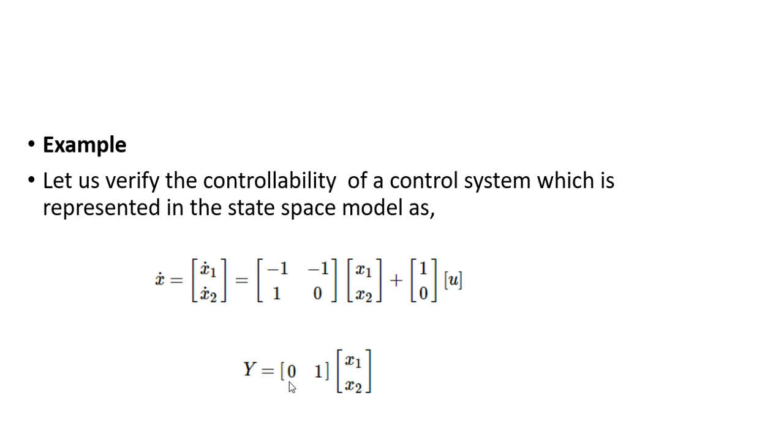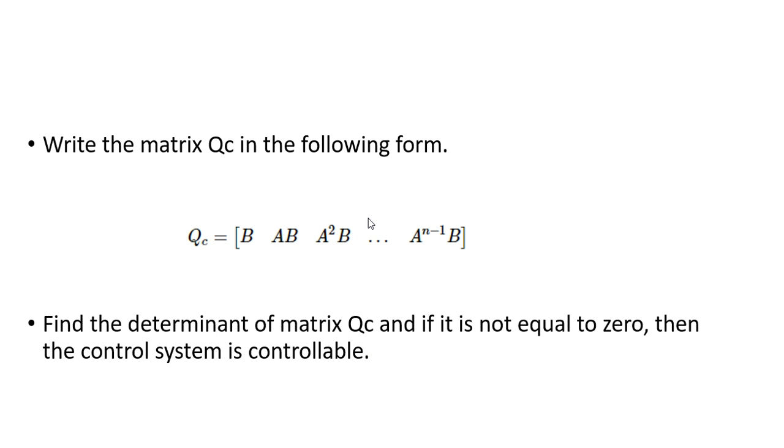Why? Because as per this Kalman's test, QC is equal to this equation, that is B, then AB, then A square B, dot dot dot up to A raised to N minus 1 B. So here we have to find the value of N because N is given in this equation, but how to find the value of N?